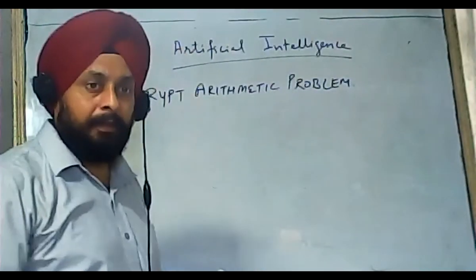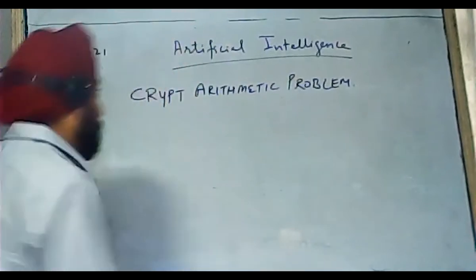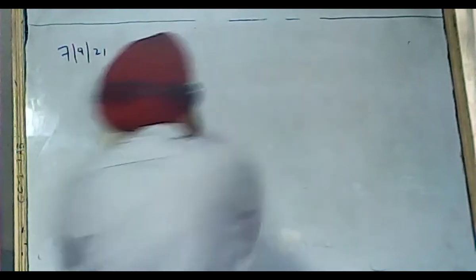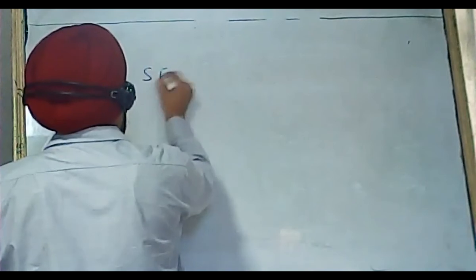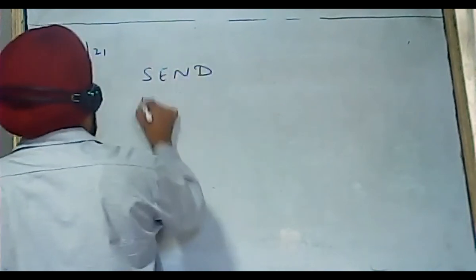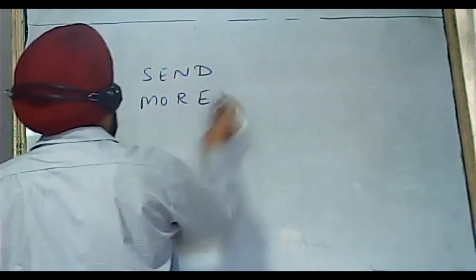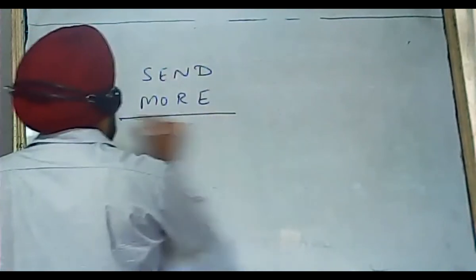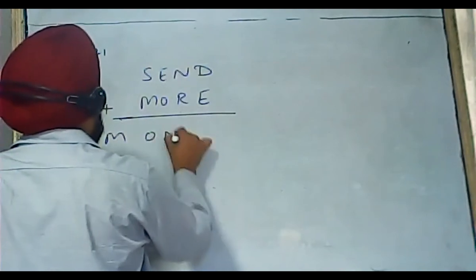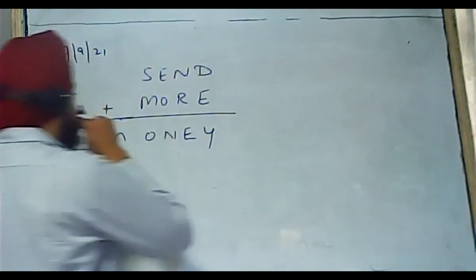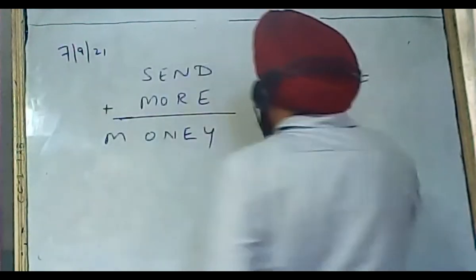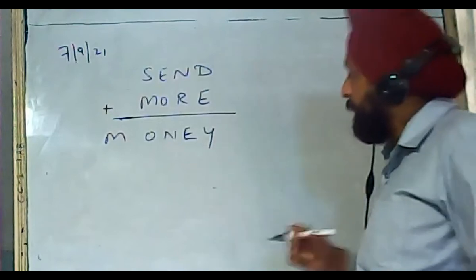So one simple example for a crypt arithmetic problem is where you have to evaluate the solution. It is a very common example given by most of the authors. Therefore, I am giving this example only. SEND plus MORE, and you have to evaluate it as MONEY. So we want to see what the solution of SEND plus MORE is equal to MONEY.